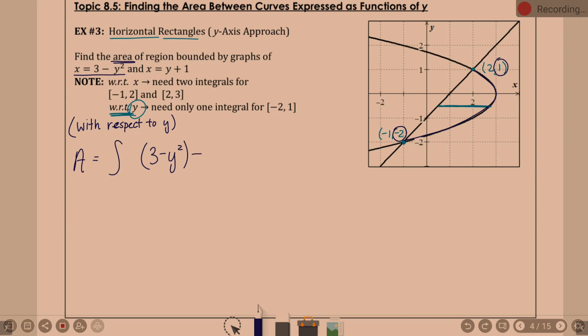We're doing right minus left. So that's my right curve. What's my left curve? Y plus 1. It's that line, which is already solved for x equals y plus 1. So it's going to be minus the y plus 1. This is with respect to y, so we're going to say dy at the end. My boundaries: lower y value to upper y value, -2 to 1. If we had done upper minus lower and we were working with x's, we'd want the x values. Okay. Options of where you'd like to go here.